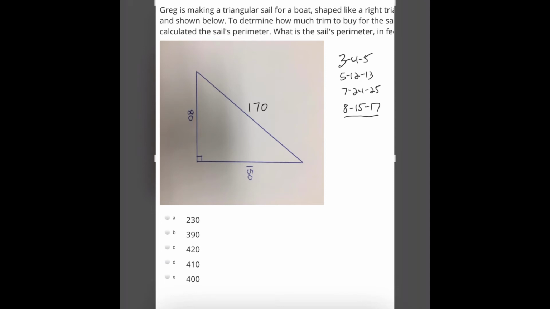If you didn't know your triples, you could do the Pythagorean theorem, a squared plus b squared equals c squared. Okay, so now find the perimeter, add all these up. So we'll do 80 plus 150 plus 170. That gives me 400.